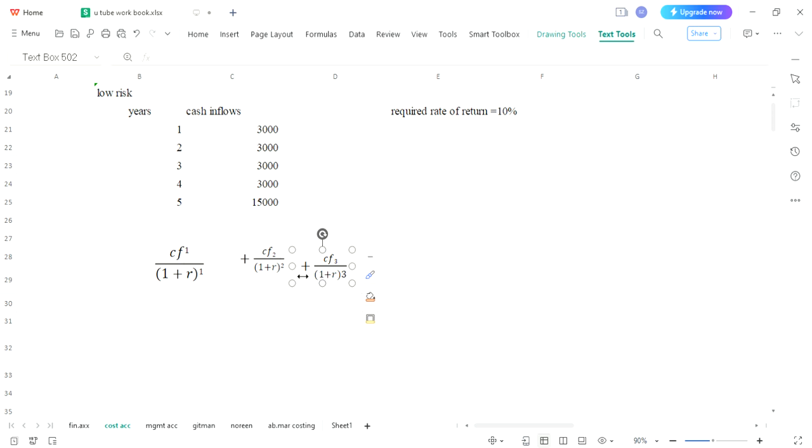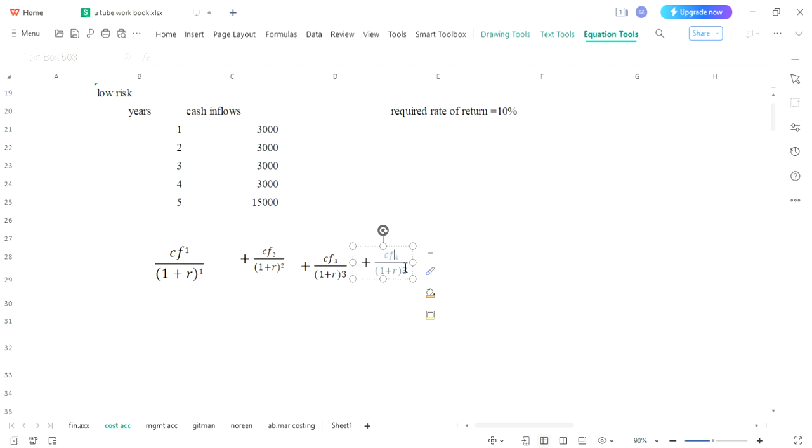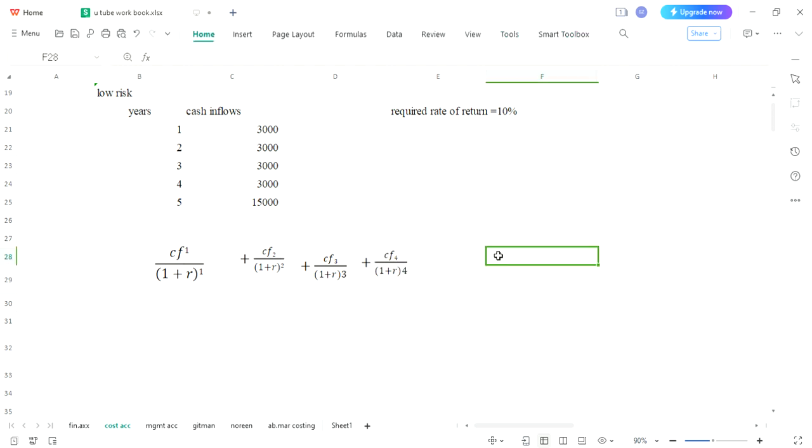Up to which extent we will do this, it depends upon number of years, and since you have seen that number of years are 5, we will go and write it for those many number of years. Alright. So here you have an idea what we are going to do.